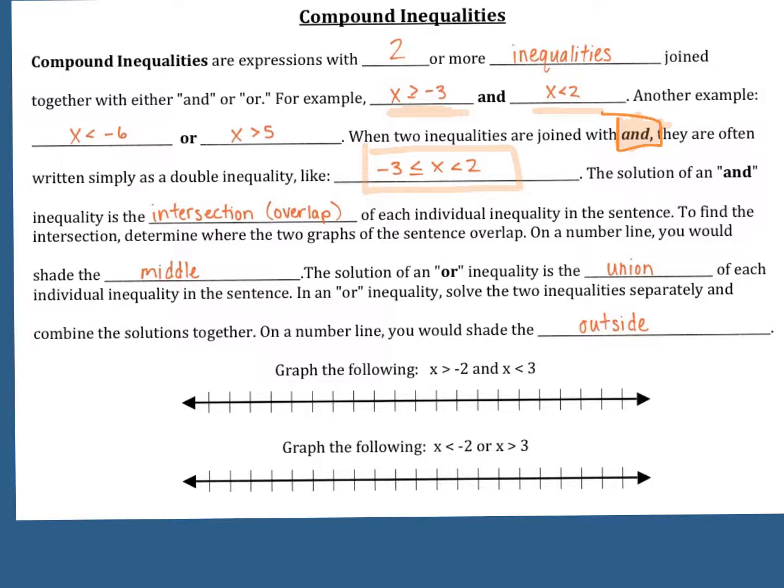So to find the intersection, determine where the two graphs of the sentence overlap. On a number line, you would just shade the middle. You're not going to shade the whole number line, just the overlap part, or the part between the two values.